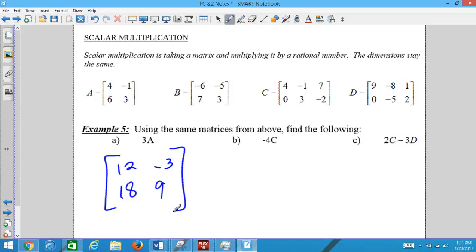Do it. I will write the answers up for B and C. Please do not check your answer until you've tried it.